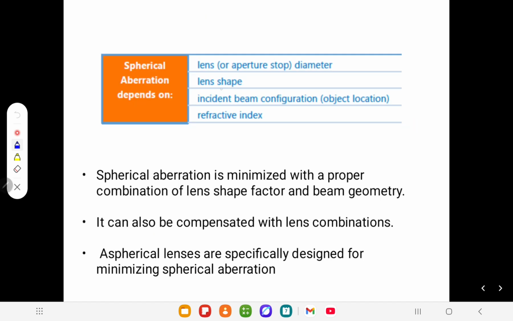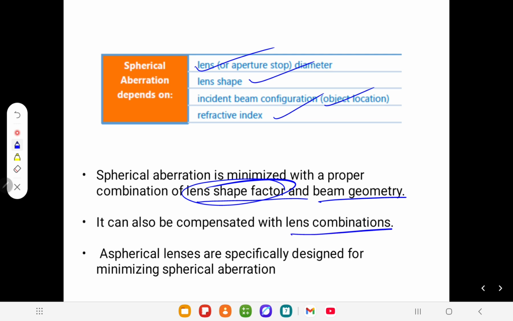So spherical aberration depends on lens aperture and diameter, lens shape, definitely incident beam configuration, and refractive index. Spherical aberration is minimized with a proper combination of lens shape factor and beam geometry. I have already discussed it. It can also be compensated by lens combination. Aspherical lenses are specifically designed for minimizing it.